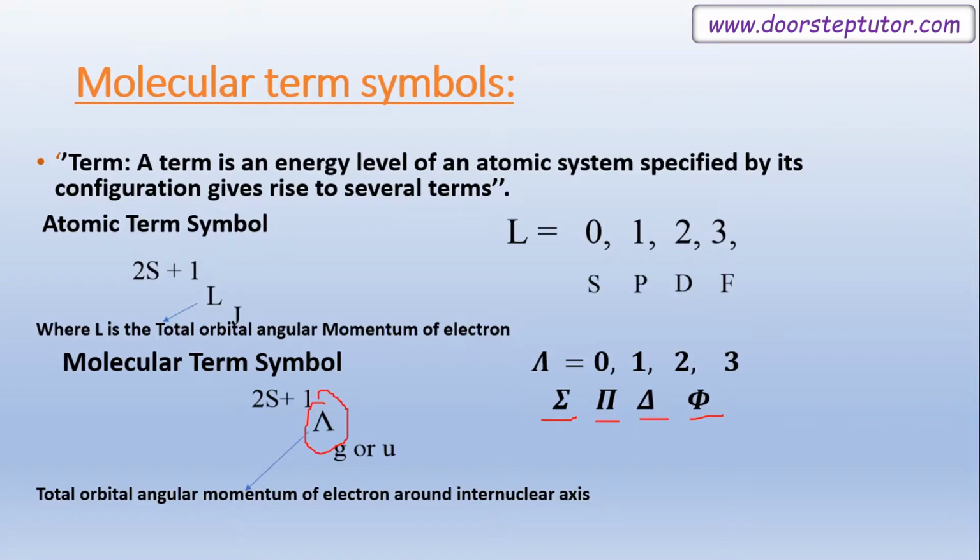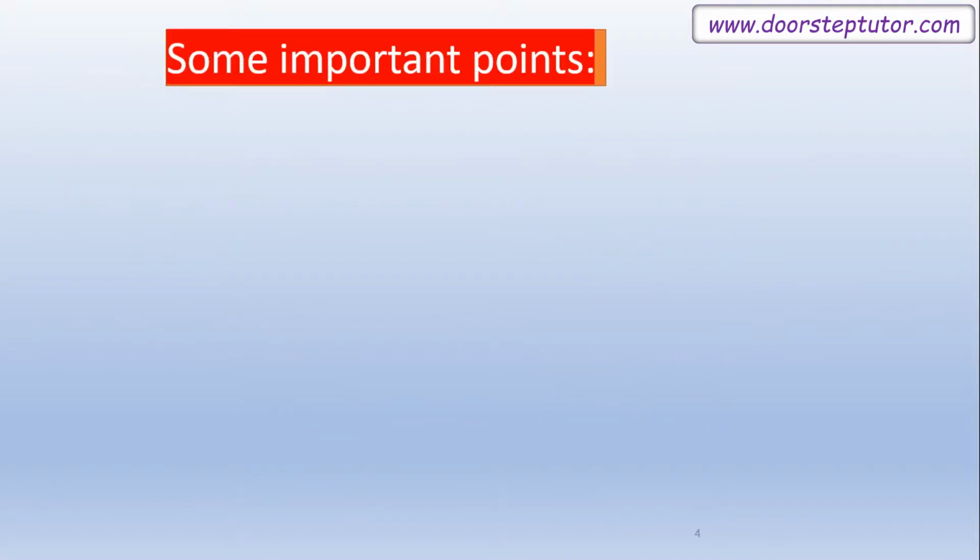Here it is lambda. Generally lambda is the term symbol. So what does lambda represent? The total orbital angular momentum of electrons around an internuclear axis. So this is the formula for the representation of a molecular term symbol for diatomic molecules. Here we will discuss some important points of this topic.